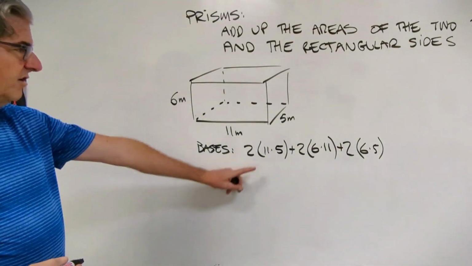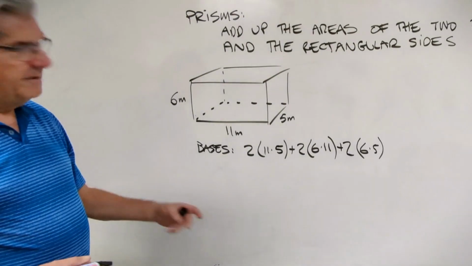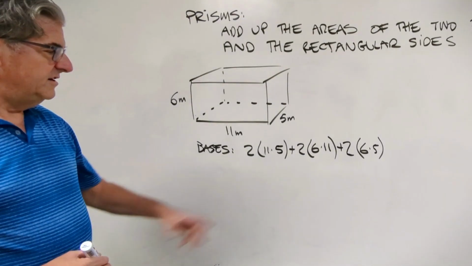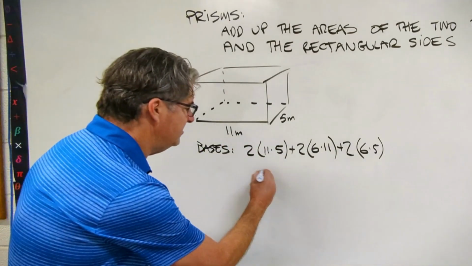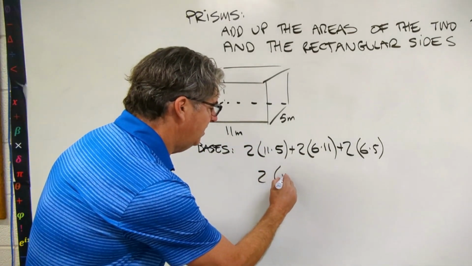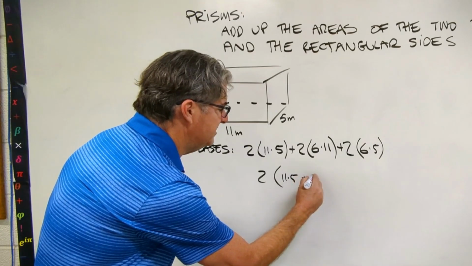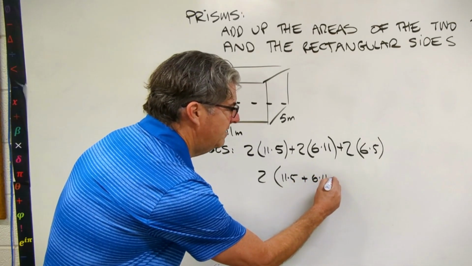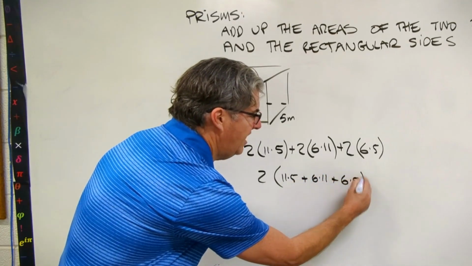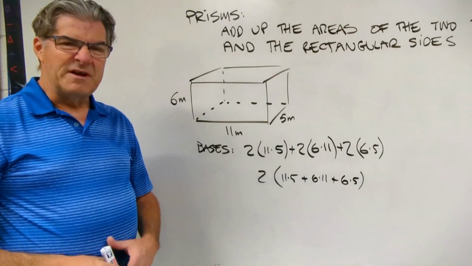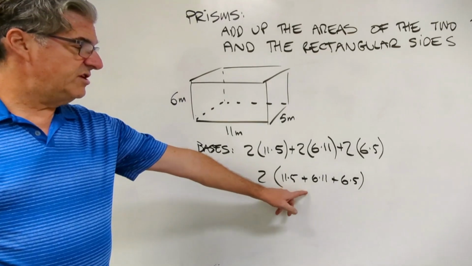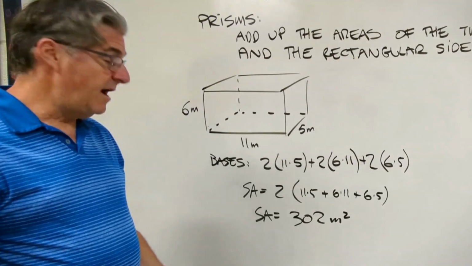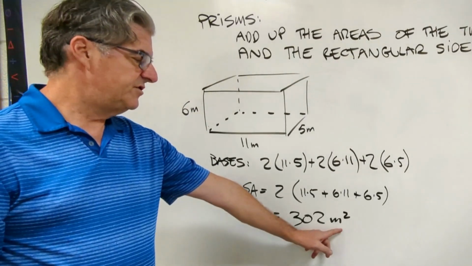Now we just have to do the calculation and add this all up. Now I love to factor, so notice how we have a 2 times all of these. So we can write 2 times (11 times 5 plus 6 times 11 plus 6 times 5). And that might give us a quicker step there. So go ahead and pause the video and see what you get. All right, when I do my math on that, I get 302 square meters.